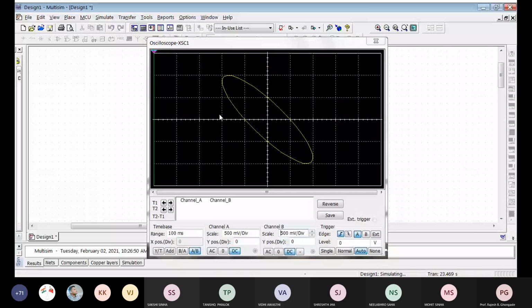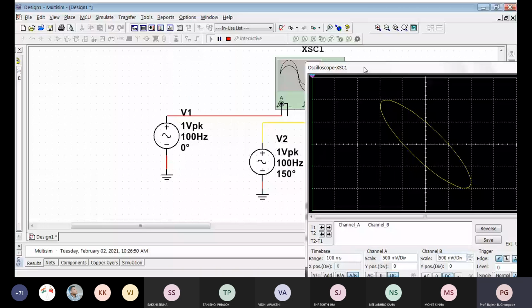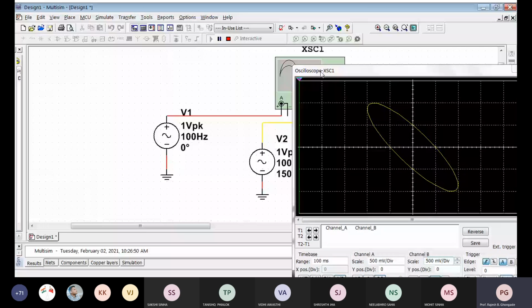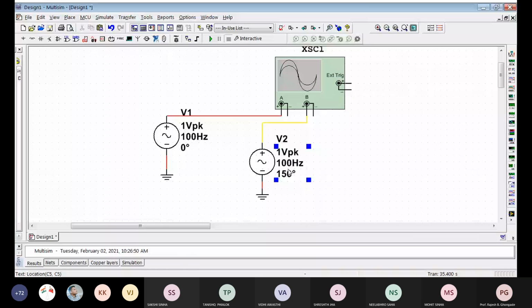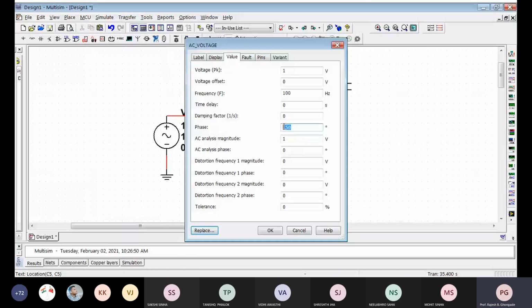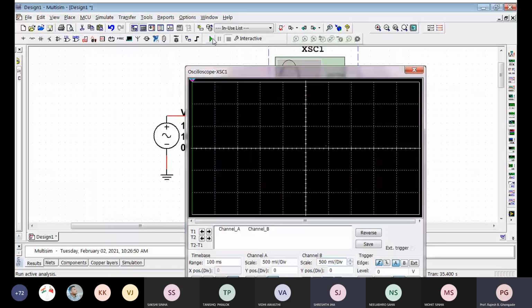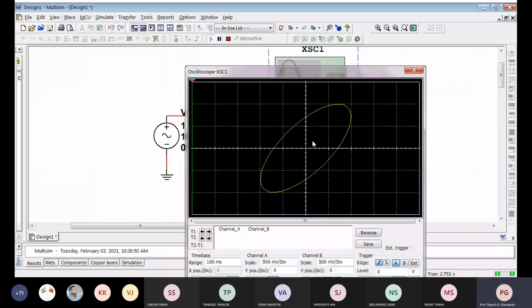When the phase difference is between 0 to 90 degrees, how is the ellipse oriented? Let us say it is 45 degrees. How is the ellipse oriented? It's mixed in the first and the third quadrant. Yes, let us say the larger axis, the major axis of this ellipse, happens to be in the first and the third quadrant. Clear?